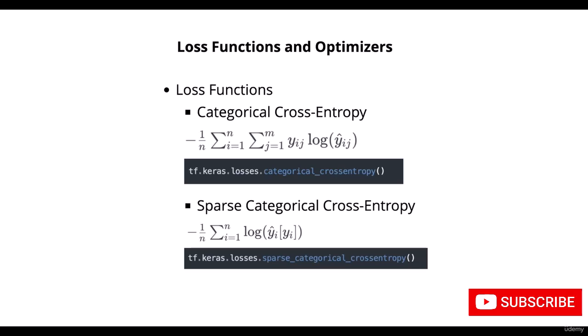Next one is sparse categorical cross entropy. Similar to categorical cross entropy but accepts integer labels instead of one hot encoded labels. Mathematically, the sparse categorical cross entropy is represented as minus 1 over n, summation of i equal to 1 to n, log of y predicted value in the bracket, indexed by y of i. TensorFlow usage is tf.keras.losses.sparse_categorical cross entropy.